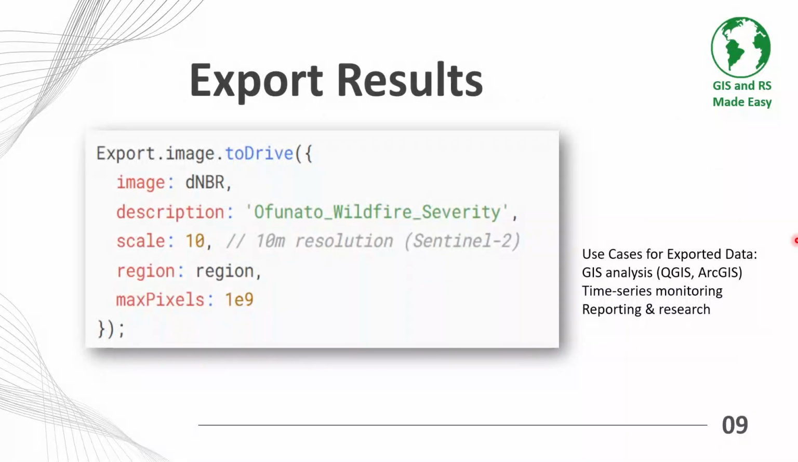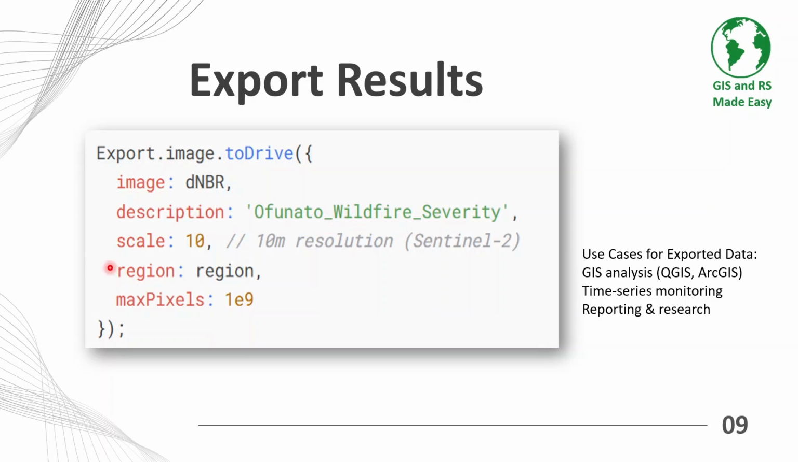Now finally, if we want to export our result, we can do that. This export could be helpful if we want to analyze anything or make the map in QGIS or ArcGIS, or do some time series monitoring or reporting or research. We need to download this. For downloading, we will use Export.image.toDrive. It will be downloaded to our drive, and then pass the image, difference image, description, the name of the image.